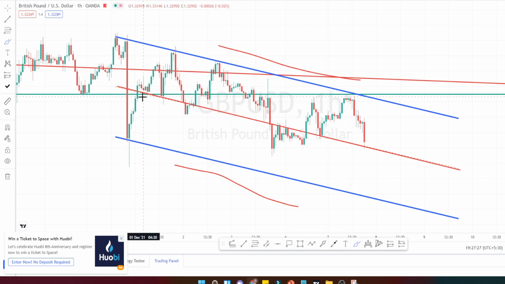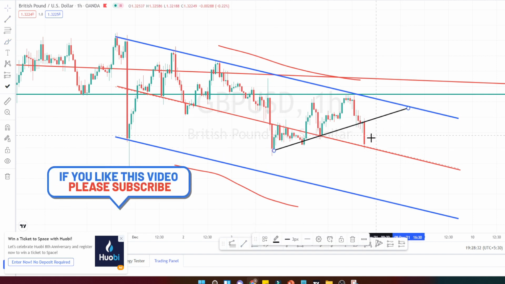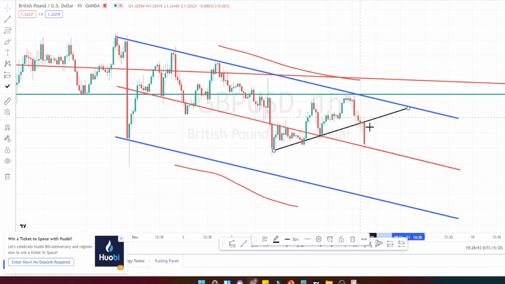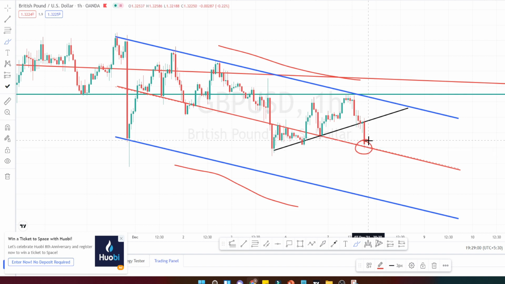So currently I have drawn the midline of this channel pattern. Before entering the trade, I request you to draw a trend line like this. Once it breaches this support level, you can go on a bearish side. Because it is in a bearish trend, always try to take trade on the bearish side, not on the bullish side. Currently it has breached this support level and it is on a very nice bearish trend in hourly time frame also. Presently the price action is taking support on this midline of the channel pattern. I'm sure it will be breaching this midline also and downtrend will continue.